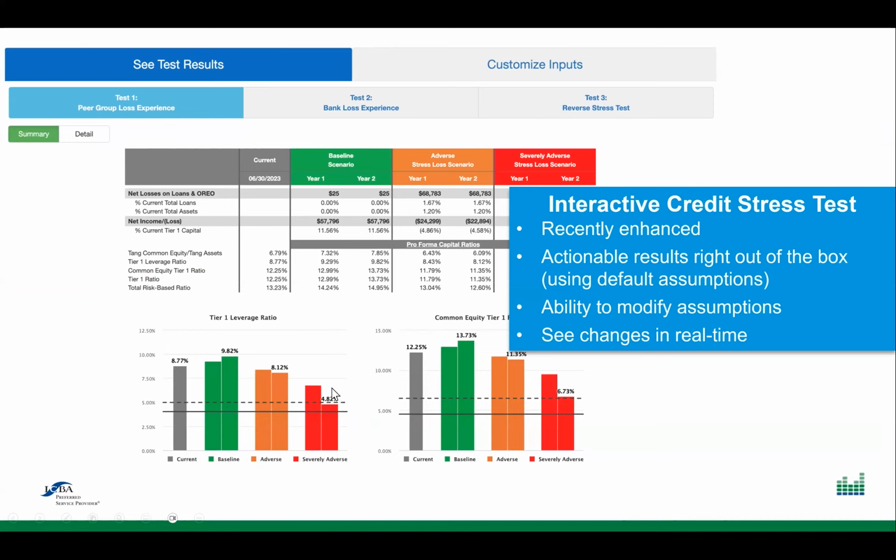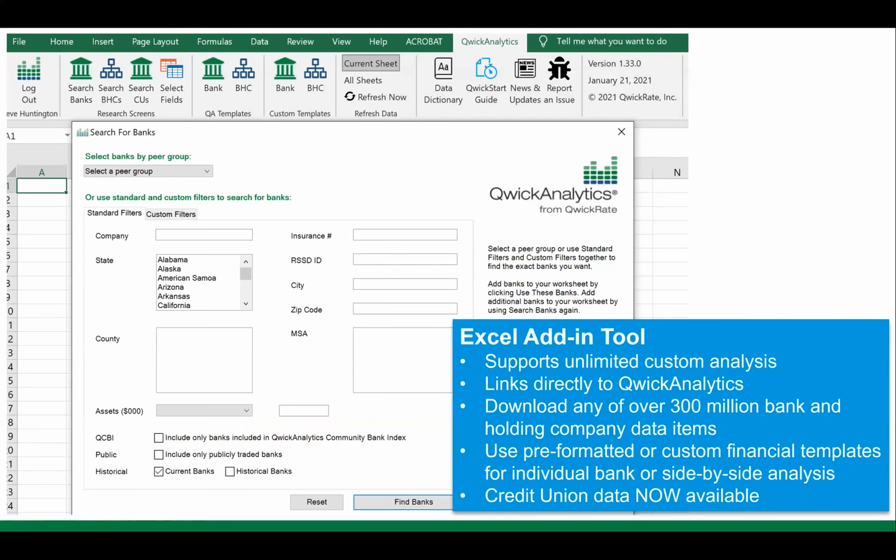I did just want to touch on a few different areas of QwickAnalytics. We talked about NIM today. In upcoming webinars like this, we're going to dive into our interactive credit stress test. That's a tool that's available, probably becoming more timely again, certainly maybe year end running this or even into the third quarter. So we'll probably, in an upcoming webinar, schedule a deeper dive into our interactive stress test.